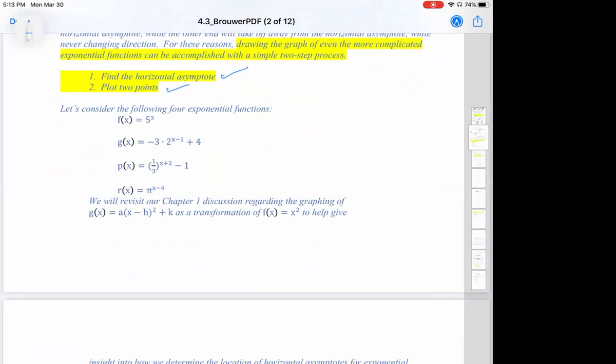So we have these 4 functions to consider: f of x, g of x, p of x, and r of x. Before we consider those functions and locate the asymptote, let's start here. It reads, we will revisit our chapter 1 discussion regarding the graph of g of x equals a times (x minus h) squared plus k as transformations of a parabola, f of x equals x squared. Do you remember how that works?